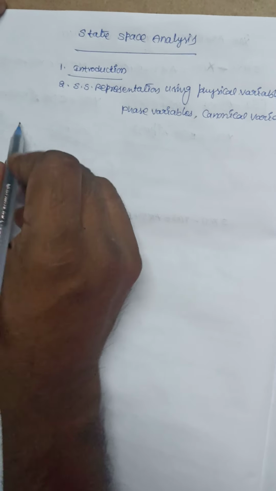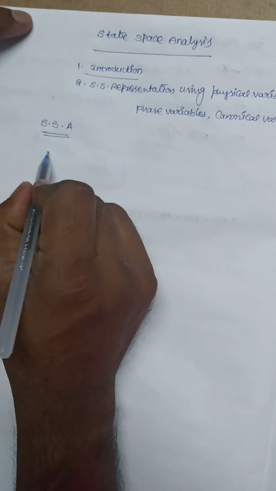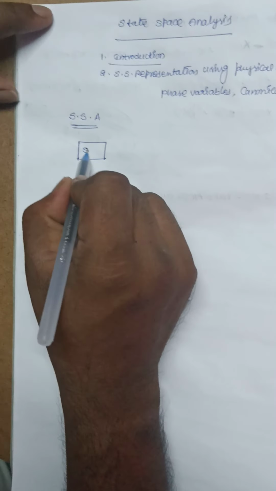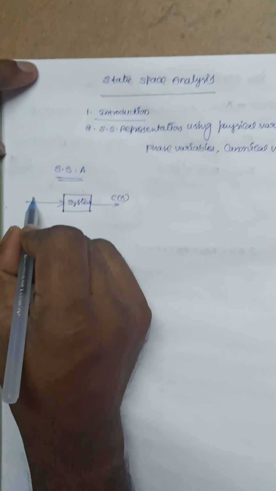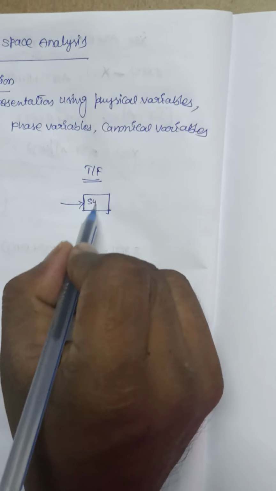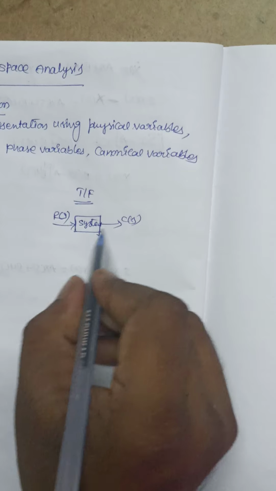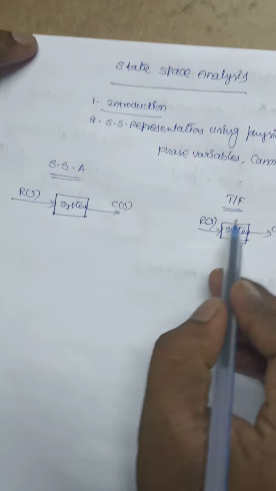So, introduction to the state space analysis. This state space analysis is also used to analyze the systems. This is a system, it has an output and an input. The transfer function model is also used to analyze the systems: C of S divided by R of S, the Laplace transform of output by the Laplace transform of input.